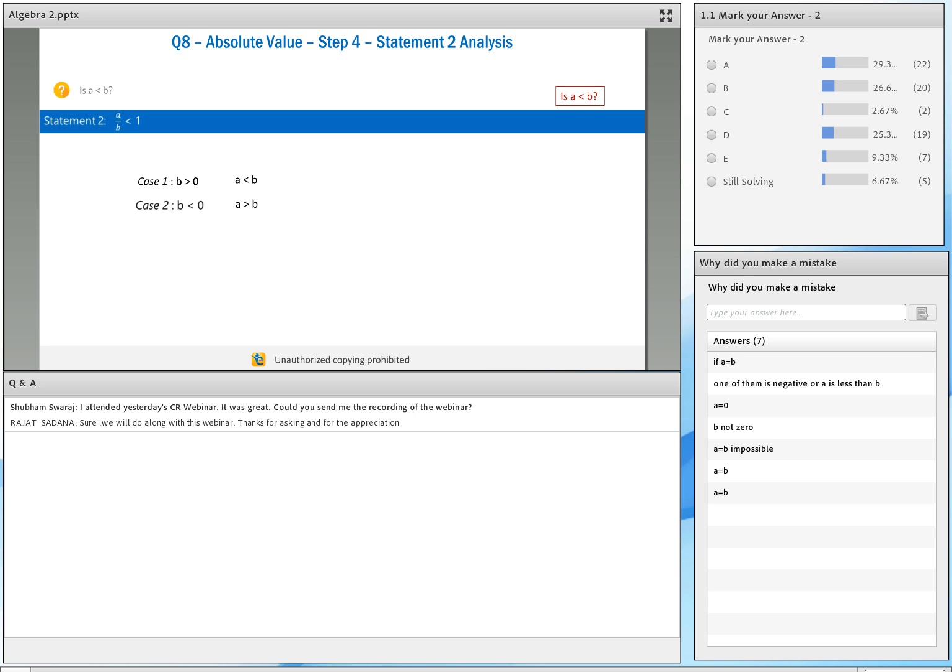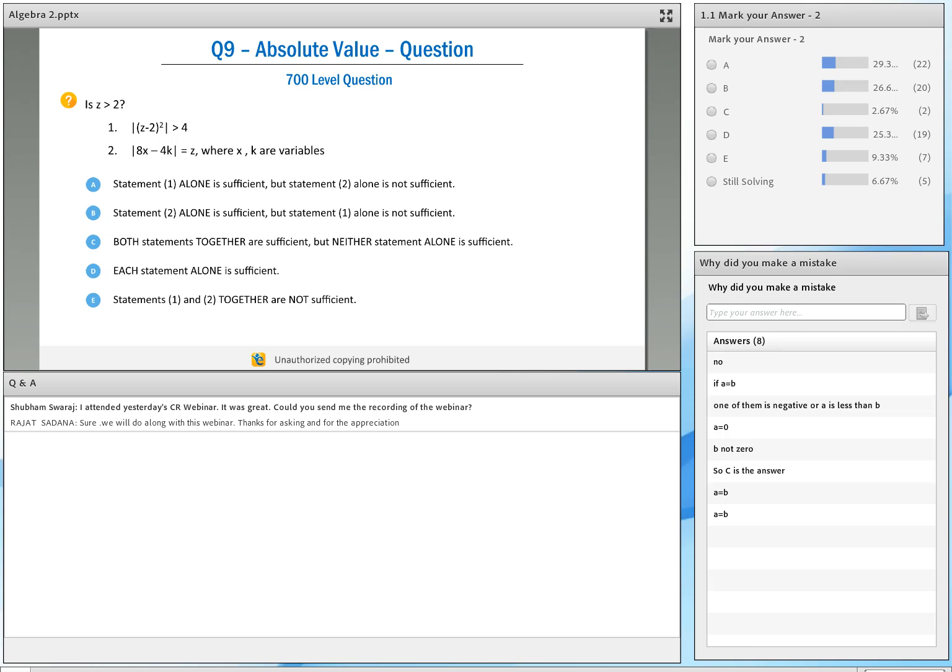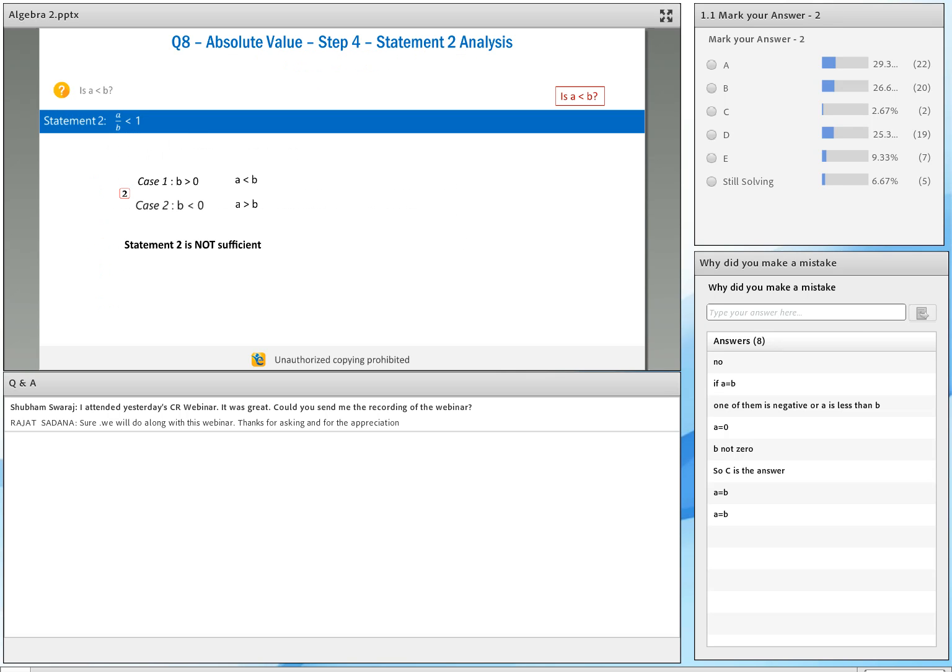Okay, those are the two cases possible. Again, do we get a definitive answer of whether b is greater than a? Absolutely not. But when we combine both these statements, do we get a definitive answer?